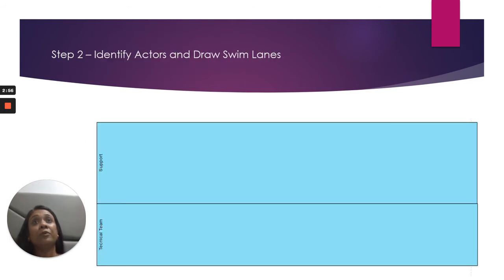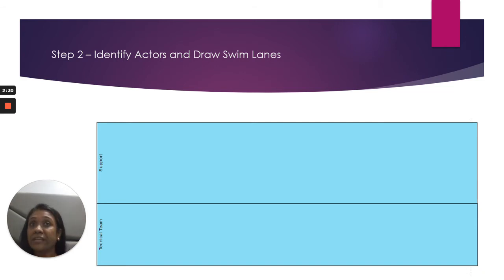So our step 2 is identify the actors, which we have already done, and draw swim lanes for these actors. These are the 2 swim lanes that we have drawn for the support team and technical team. Now what are swim lanes? Swim lanes are boundaries or areas within which a role is supposed to perform their task. You will get to understand this better when we draw the process flow diagram.